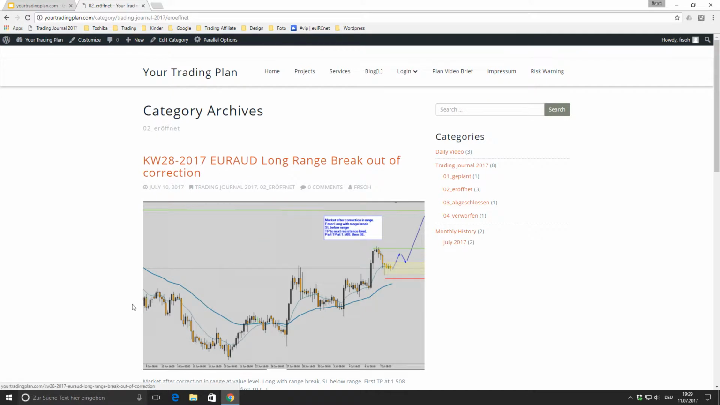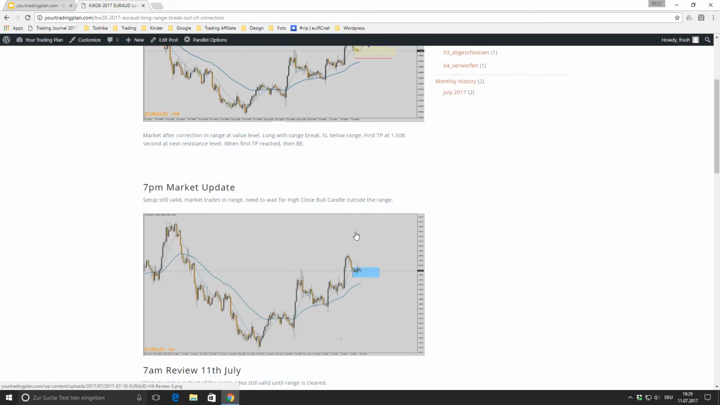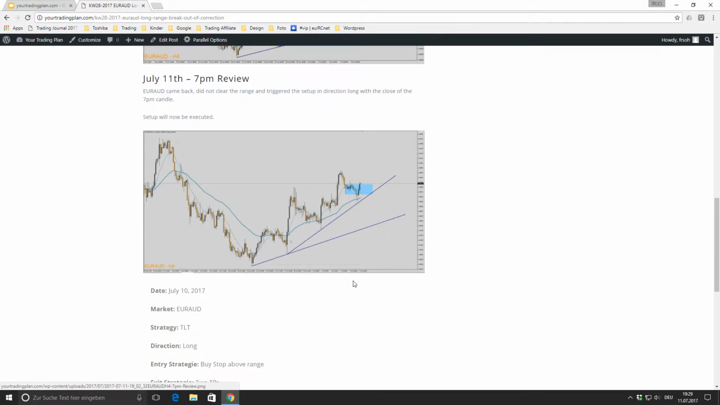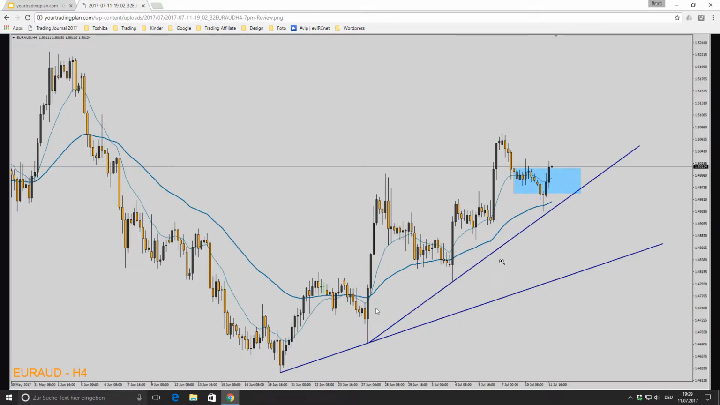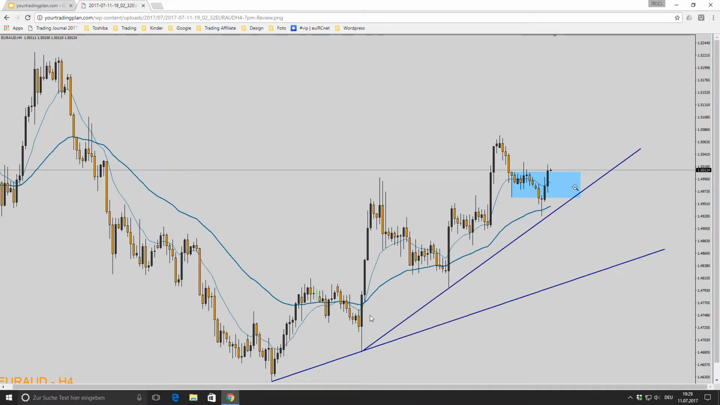First of all we are looking now at the EURUSD, and guess what, it happened exactly now at 7 p.m. that we got our plan executed. We saw here a nice bullish candle which closed above the range. So this is now a signal for us that we can go and enter this trade long. So I went long, I put my order in, I went in at market, and I put my stop loss under the range, and now it's just about the trade management.